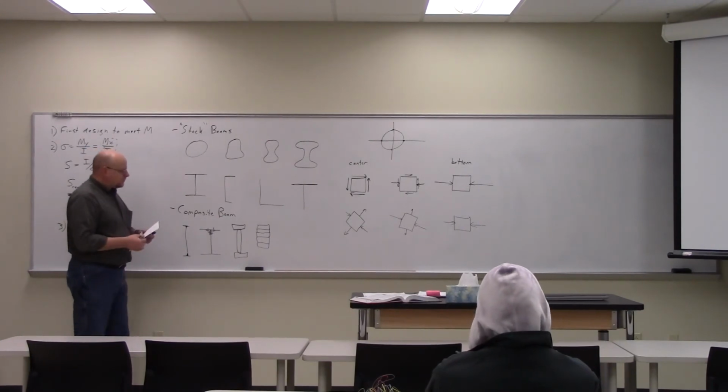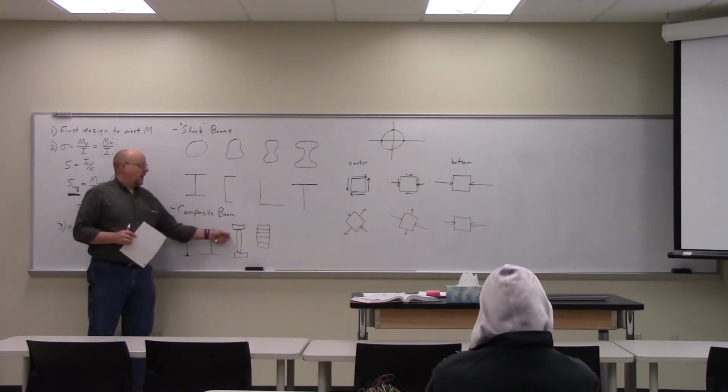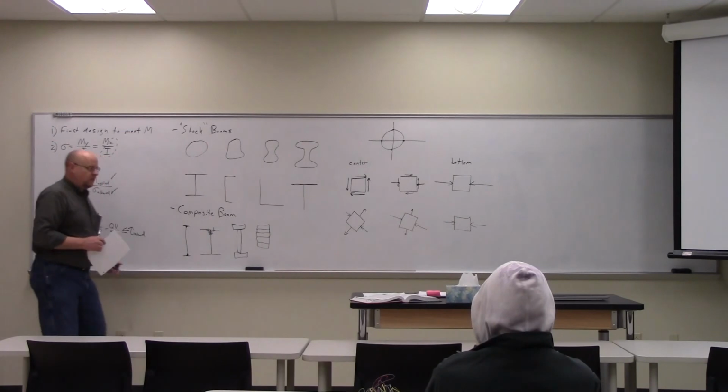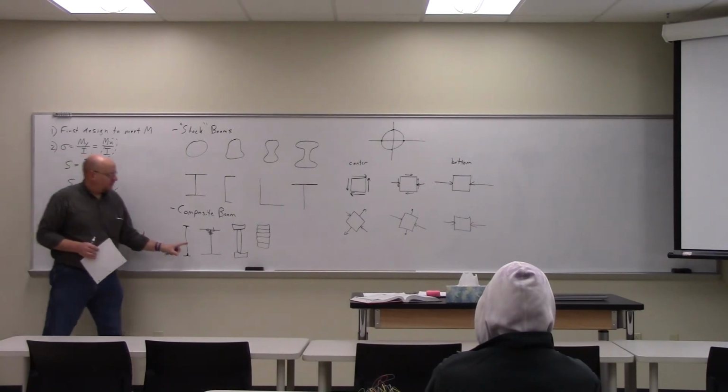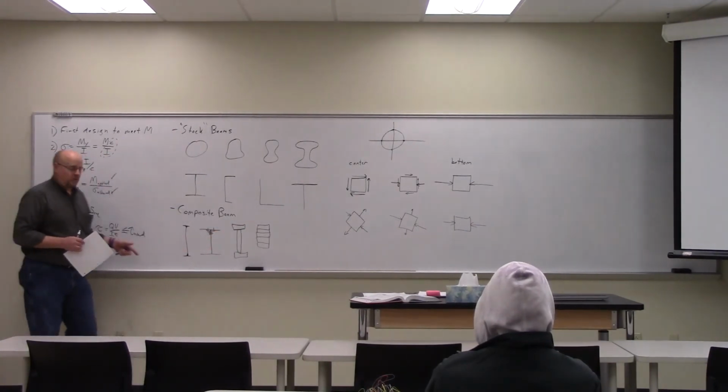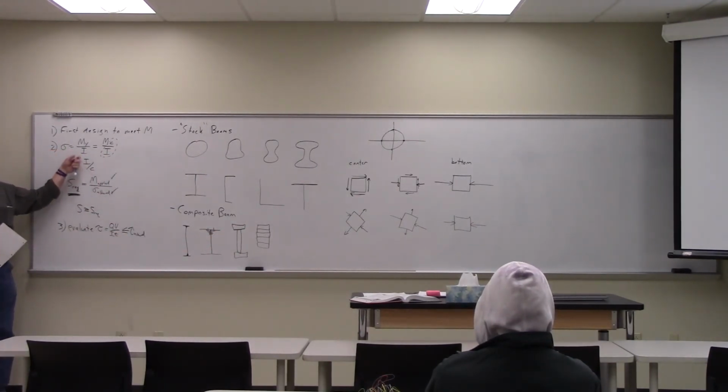composite beam. So in this case, I'm not going to be able to look up some tabulated value of S. I'm not going to be able to look up a predetermined section modulus. So in these cases, I'd have to calculate the section modulus by calculating I and C.